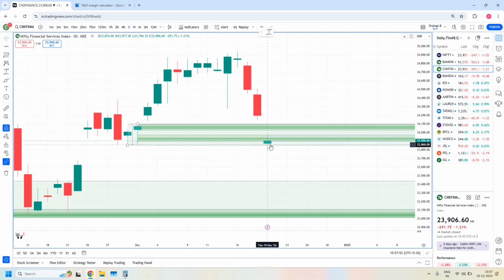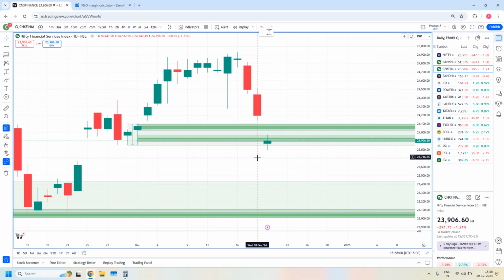9:15 open is different and pre-market open is different. In the pre-market itself, market is opened here. What does it mean? This zone there is no order flow, this zone there is no order flow. When you know there is no order flows, that means the order flows might have been cancelled.